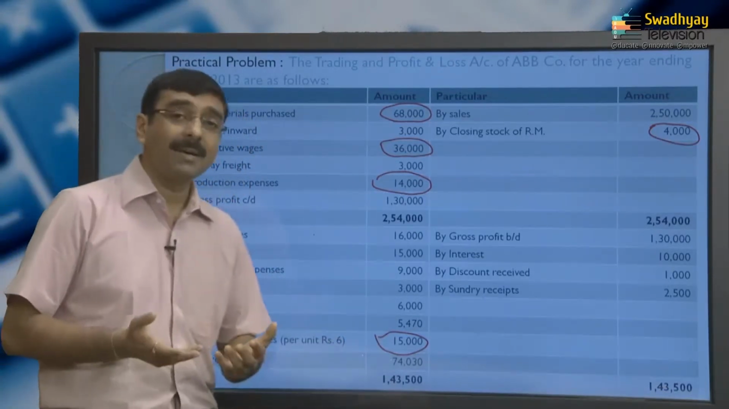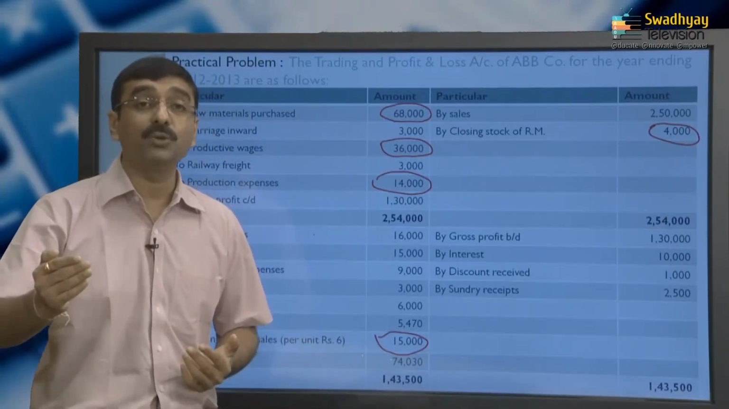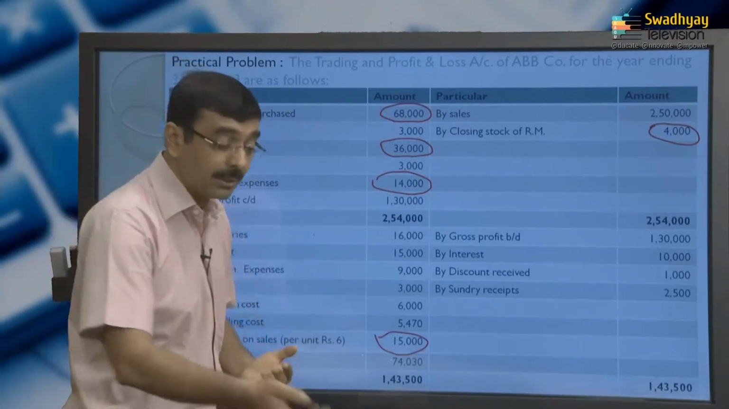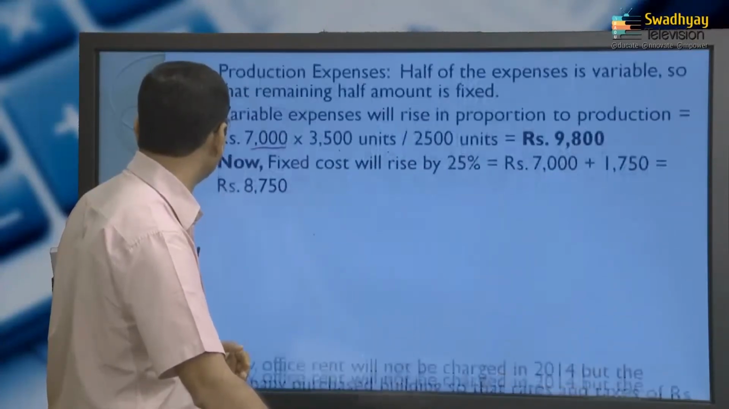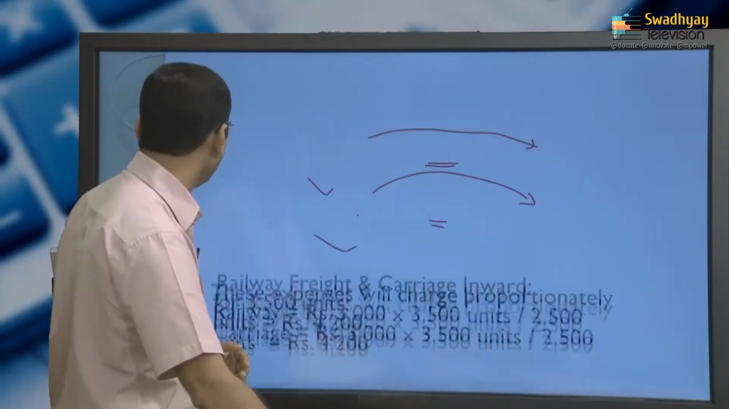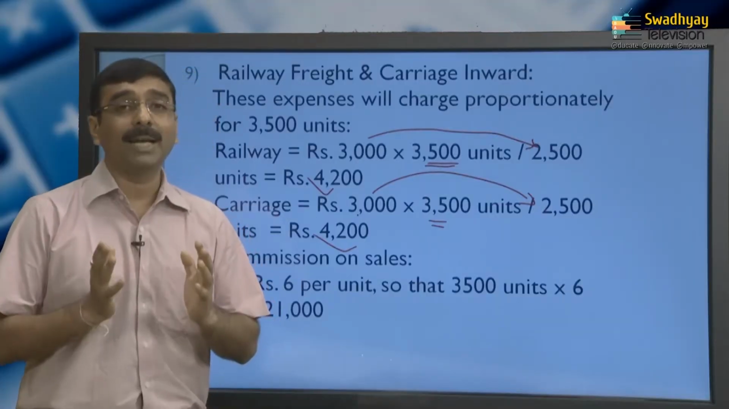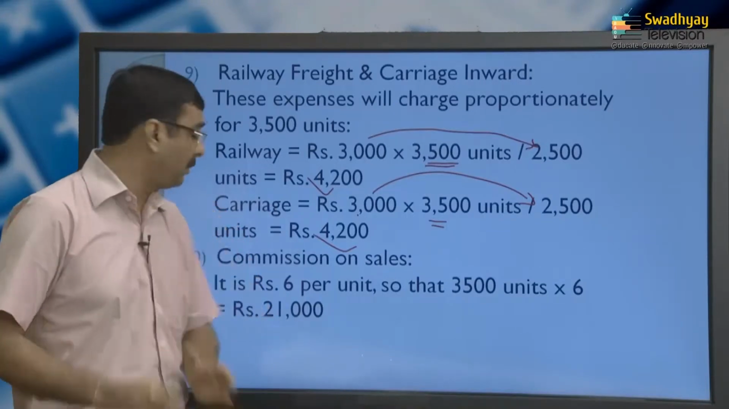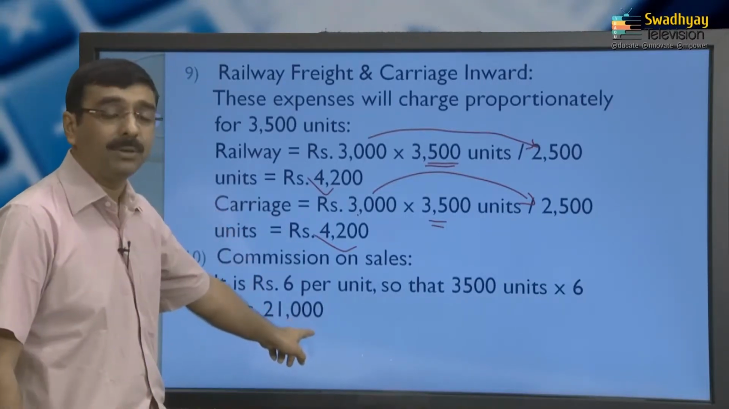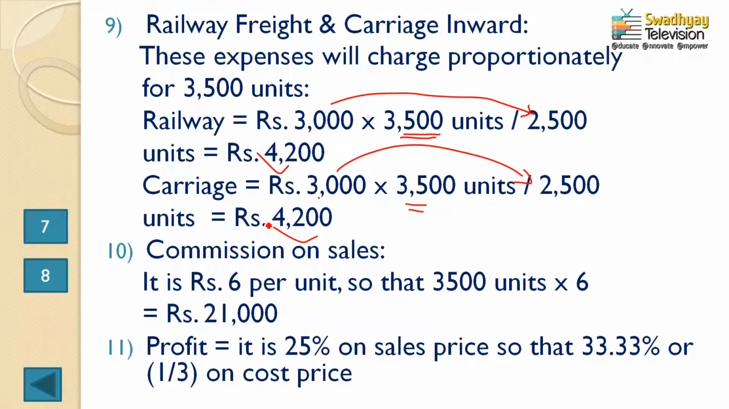Now this time it is 6 rupees per unit, but the number of units manufactured in the year 2014 is going to change. It comes to 3500 units. So the commission on sales is also going to change, and this would be calculated as 6 rupees multiplied by 3500 units, which comes to 21,000 rupees. This is the way to calculate the commission on sales for the year 2014. The total amount of commission on sales would be 21,000 rupees for the year 2014. This is the way to calculate the part of commission on sales.